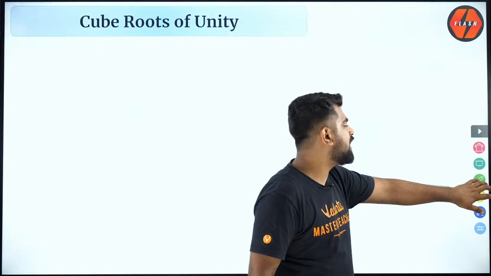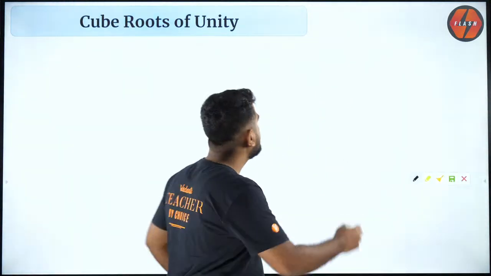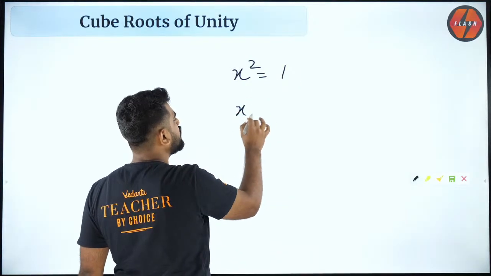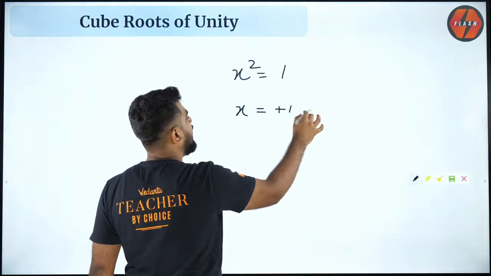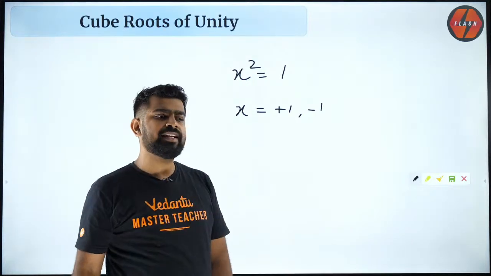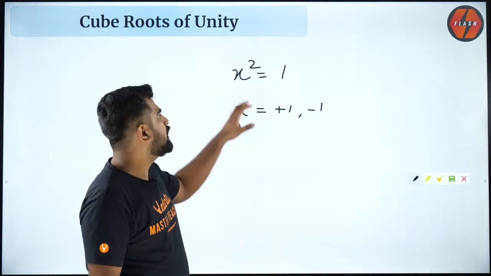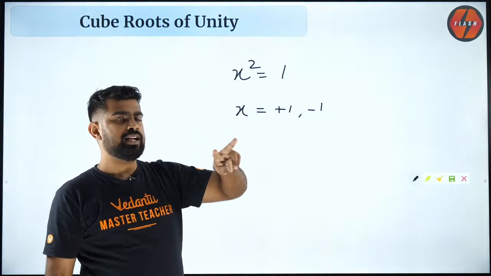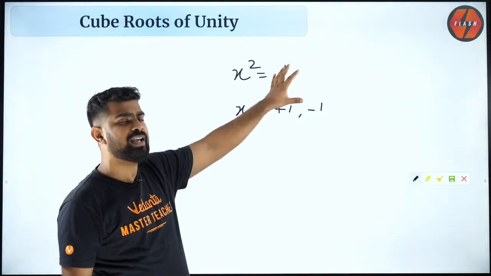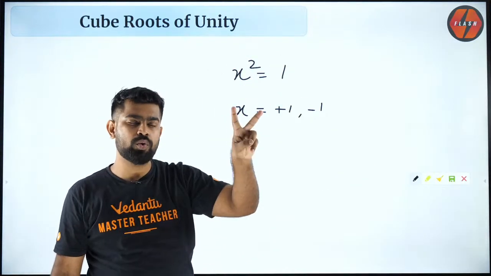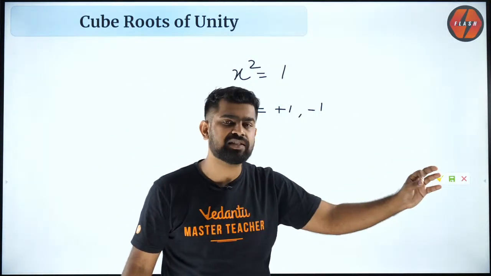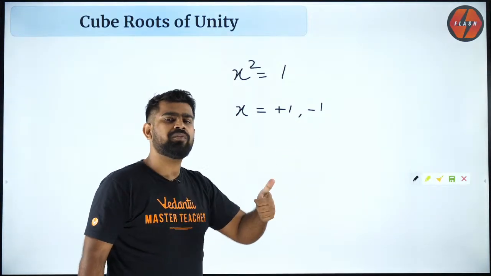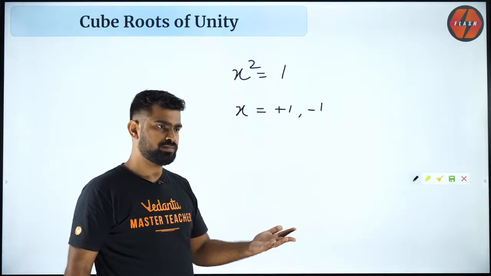Let's say if I have x square equal to 1. What are the roots of this? The roots are x equal to plus 1 and minus 1. Do you all agree? Why is that? Because x square is a second degree polynomial, and whenever you have a second degree polynomial, you are going to have two roots. Are you all able to understand that? And that is what I have here. I have two roots. Perfect. Very easy to solve.